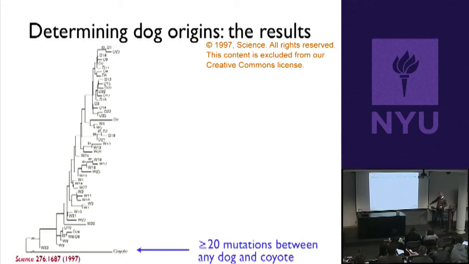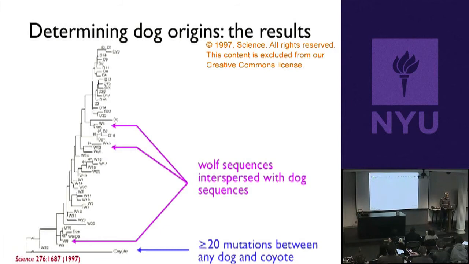Okay, the other thing we notice about this tree, we're sort of going through how you actually look at a tree like this and interpret it, is that the wolf sequences are actually interspersed with dog sequences. So there are W's down here and D's down here. There are W's down here and D's down here. There are W's here and D's there. So that again suggests that the difference between a wolf and a dog isn't that great at all.